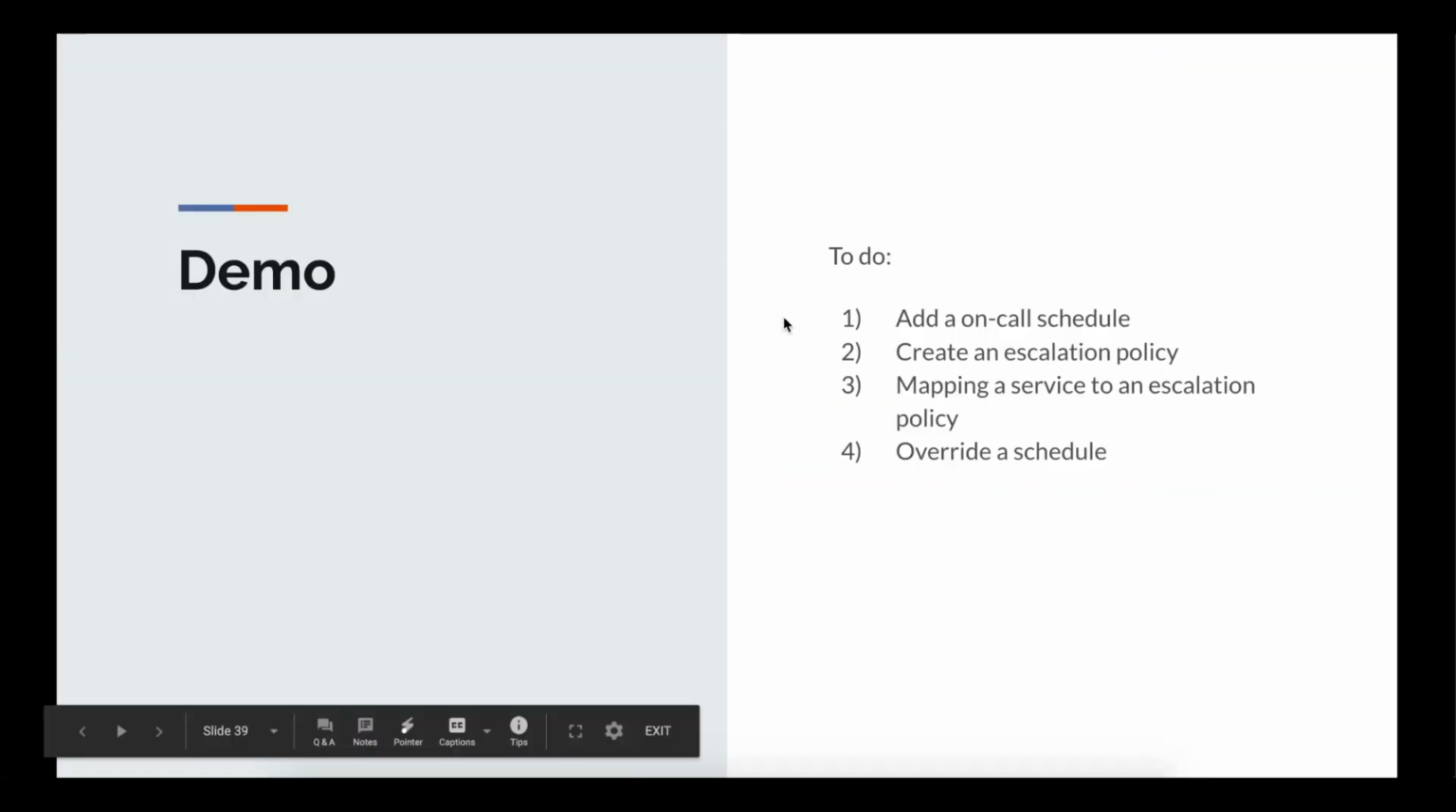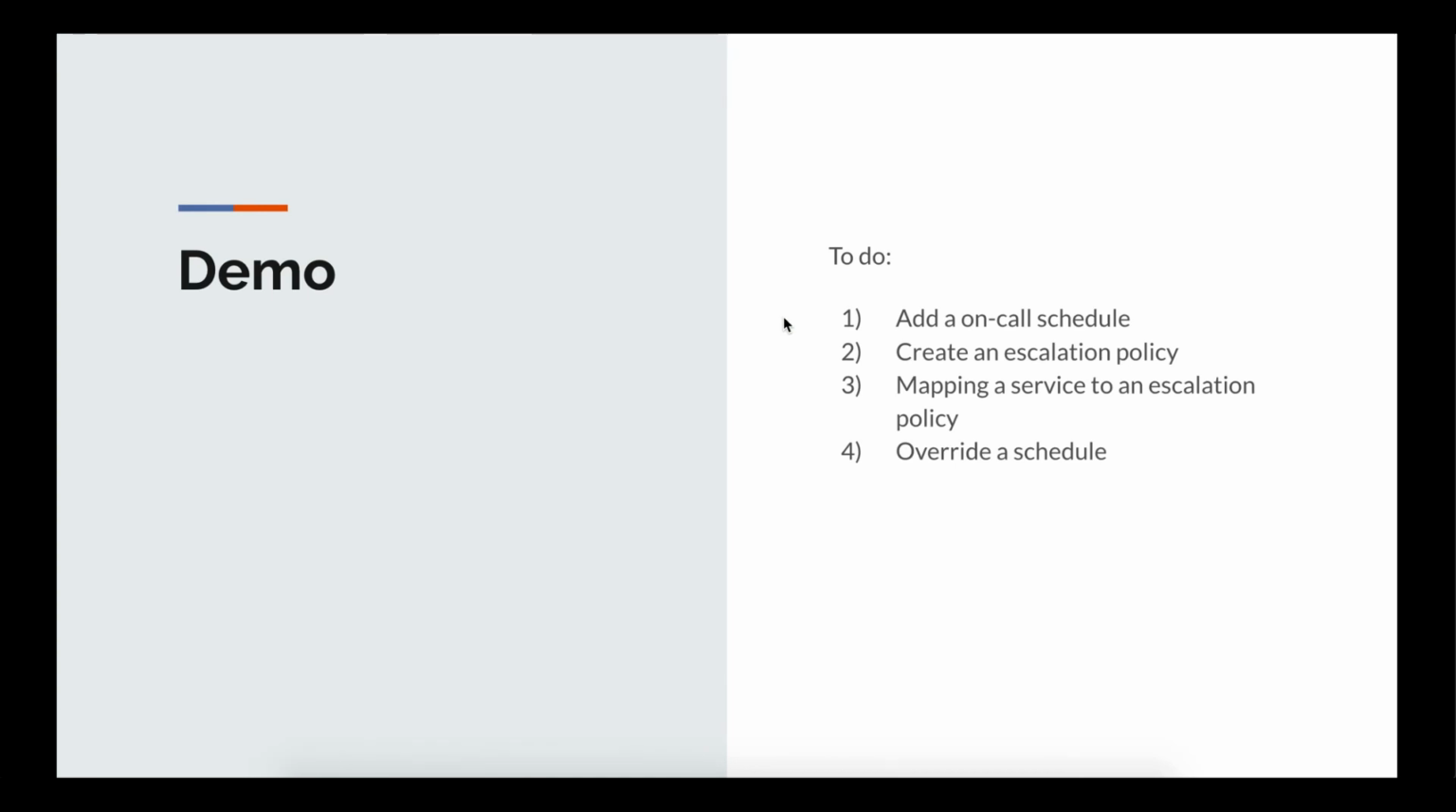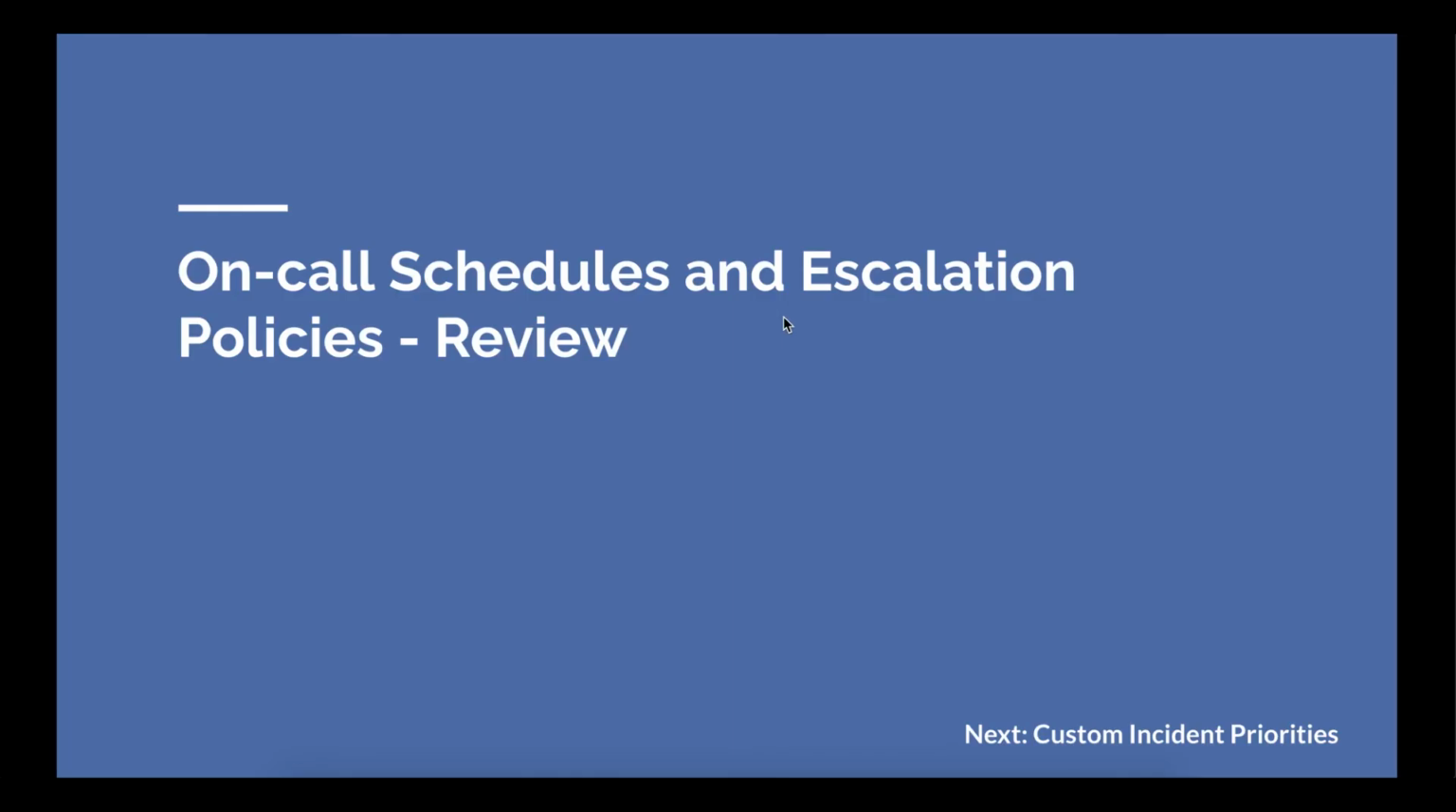So in this video, we've covered how you can add an on-call schedule, how you can create an escalation policy, how you can map a service to a specific escalation policy, and how you can override a schedule. In our next tutorial, we'll cover how you can create custom incident priorities and SLA alerts.